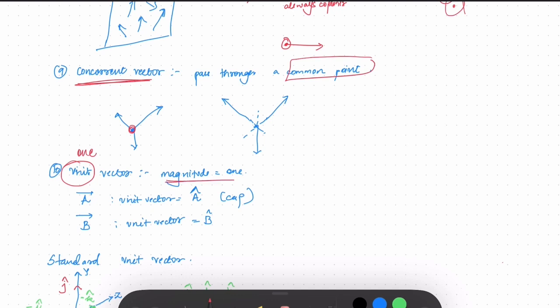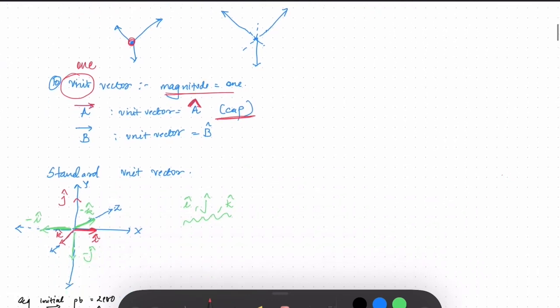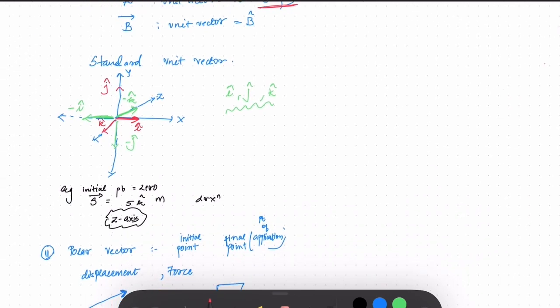Now we have a specific way to represent these unit vectors. We don't put an arrow over the quantity symbol. We put a cap, this inverted V shape, over the symbol. This is known as a cap. So every unit vector is represented by a unit cap. Now we have some standard unit vectors and some normal unit vectors. Every quantity has a unit vector, so those are normal unit vectors.